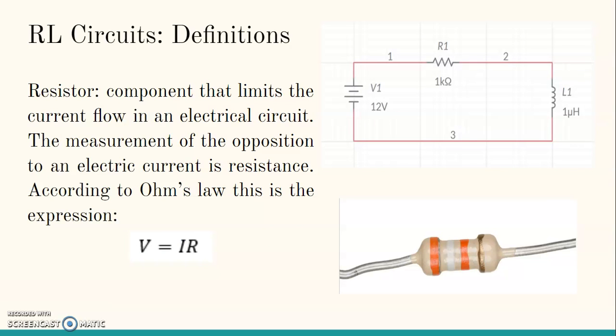First, let's talk about the definitions. A resistor is a component that limits the current flow in an electrical circuit. Therefore, the measurement of this opposition is called resistance, and it can be expressed by Ohm's law, in which V equals I times R, where V is the voltage, I is the current, and R is the resistance.